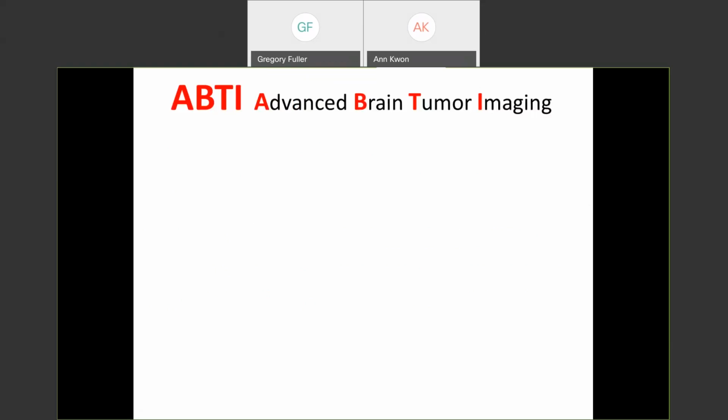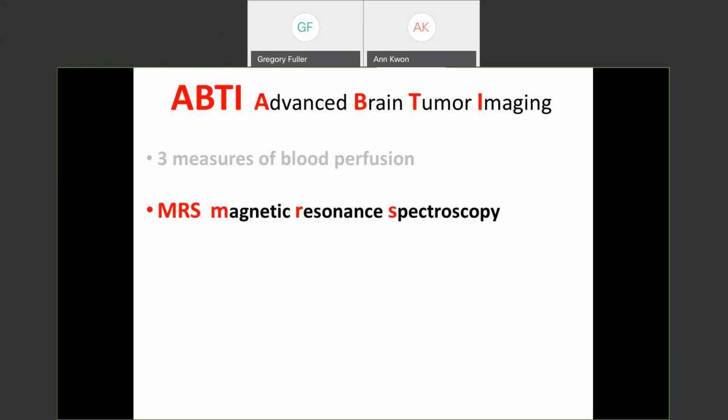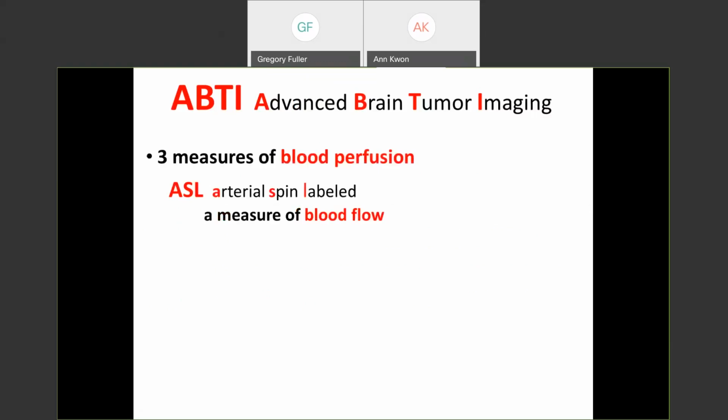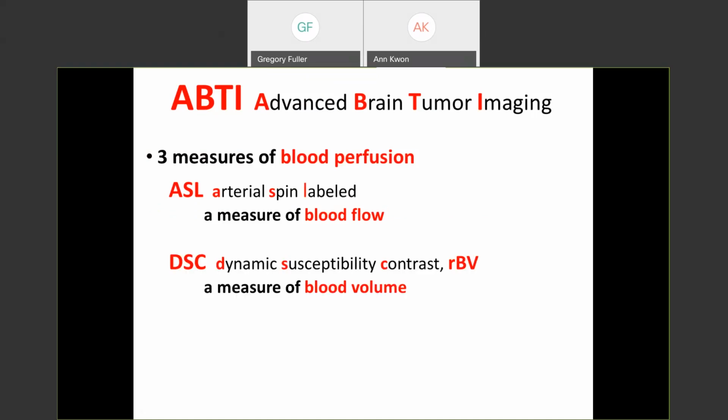ABTI, advanced brain tumor imaging. We used to have a fantastic conference every Wednesday at noon. I think it's up to me to carry on the tradition. ABTI includes three measures of blood perfusion and MRS, magnetic resonance spectroscopy. Here are the three measures of blood perfusion. ASL, arterial spin labeling, a measure of blood flow. DSC, dynamic susceptibility contrast, relative blood volume.